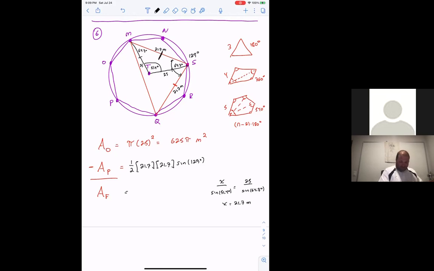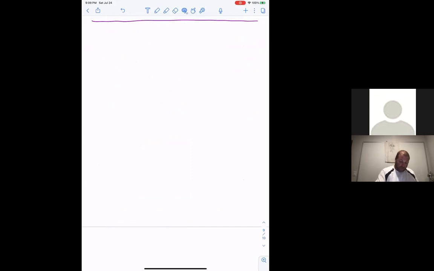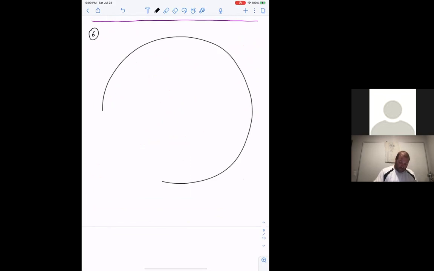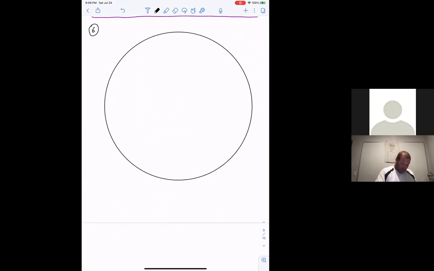No, not even close. So let's do what needs to be done, which is we start over and we try to be a little more careful. So I'm going to draw a bigger circle here so I can have an easier time labeling things.